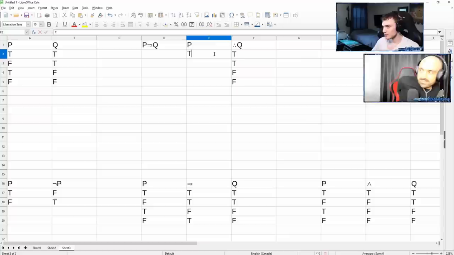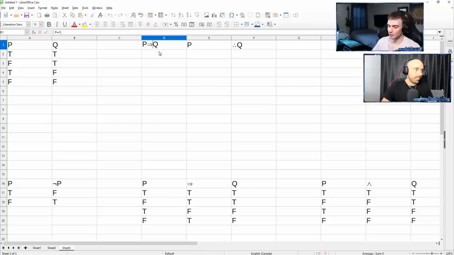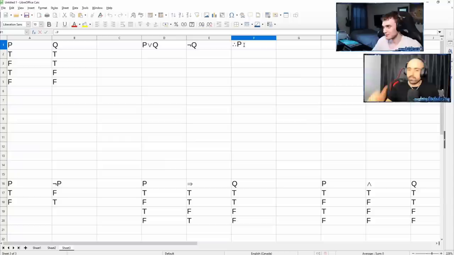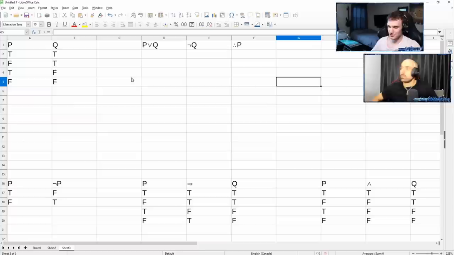All right, so let's see, what will we do for a new argument? Let's do P or Q, and let's do not Q, and let's go therefore P. So this is actually a really common argument form. This is called disjunctive syllogism. It's where, and I've seen you use this before, either you're vegan or you're an animal abuser. You're not vegan, therefore you're an animal abuser, right? That's a disjunctive syllogism. So let's try to fill this one out.